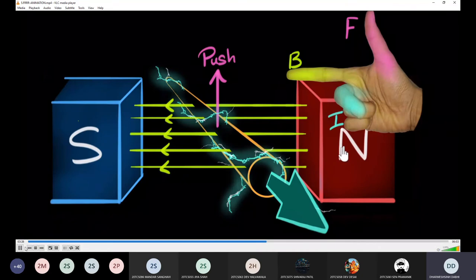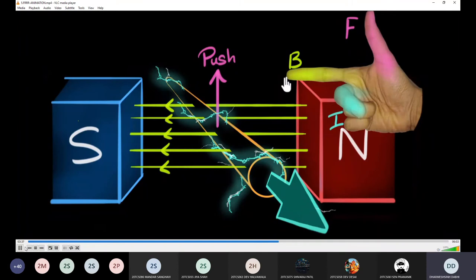Then the thumb represents the direction in which you are pushing the wire. So F for force, in what direction the wire is being pushed. The forefinger will tell us in what direction the magnetic field is. And the symbol for the magnetic field is B. It's not M. I don't know why. Then the middle finger gives us the direction of the current.